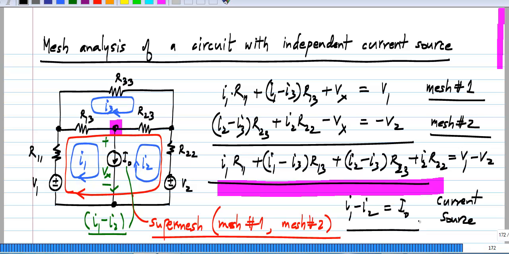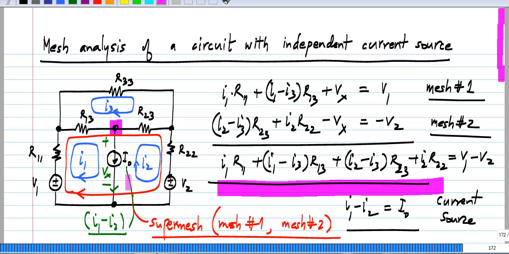And I get this equation, and with these two equations, and also for the third mesh, mesh number 3, I have the same equation as before. So with these three equations I can solve for all three mesh currents, and from there get all the branch currents and branch voltages. So when you have an independent current source, you form a super mesh, and by doing that you lose one mesh equation, but you have the constraint corresponding to the current source itself.